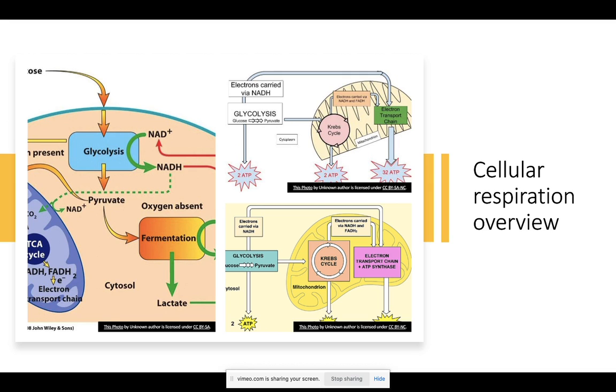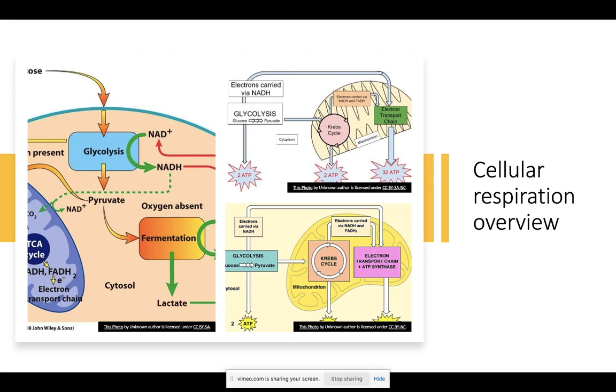And remember, we had 2 acetyl groups, which produce 2 ATP. So here you can see the electron transport chain, again, all of this taking place inside the mitochondria, producing 32 ATP.